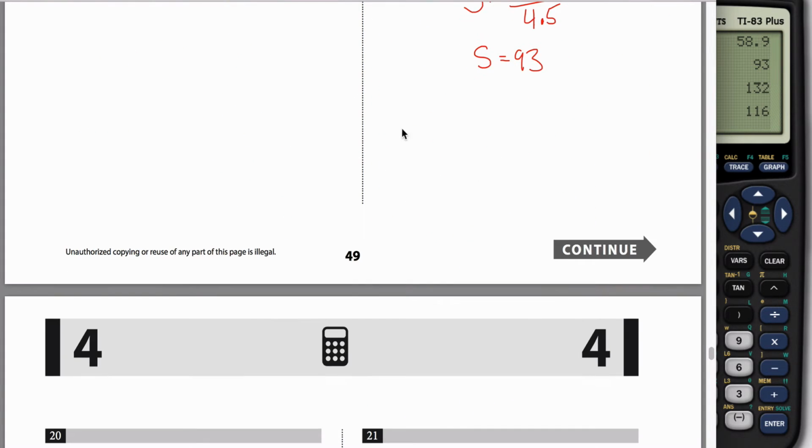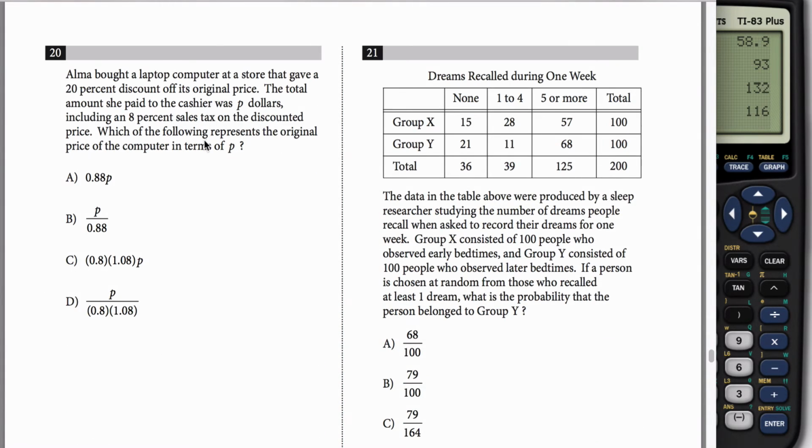All right, last one, number 20. Alma bought a laptop computer at a store that gave a 20% discount off its original price. The total amount she paid to the cashier was P, including an 8% sales tax on the discounted price. Which of the following represents the original price of the computer in terms of P?